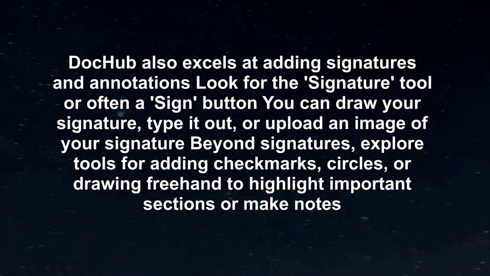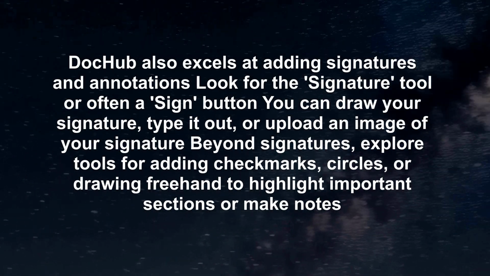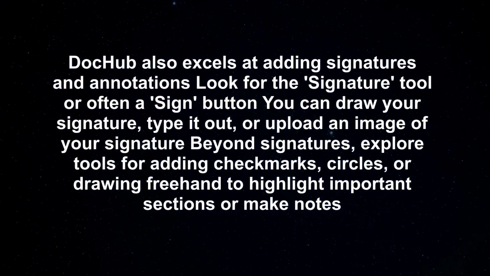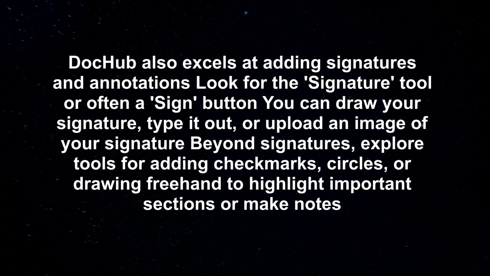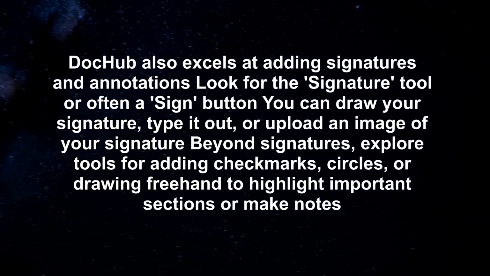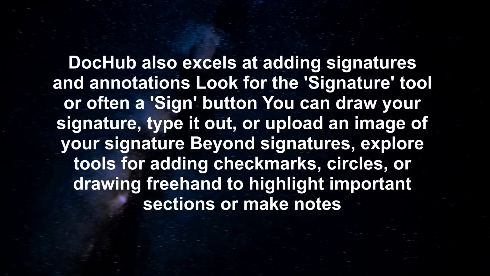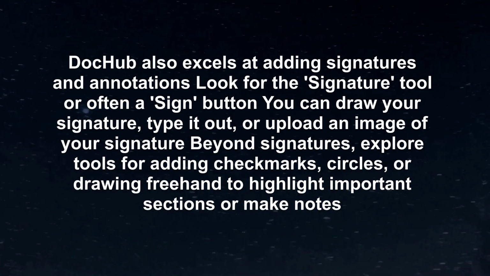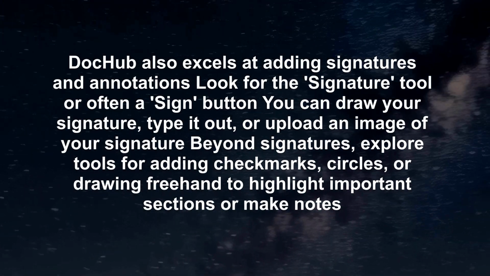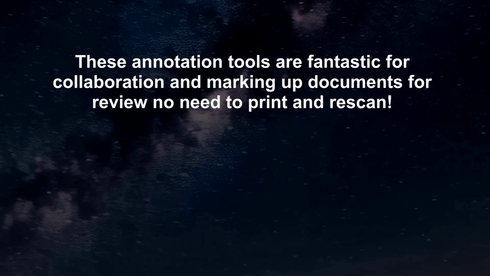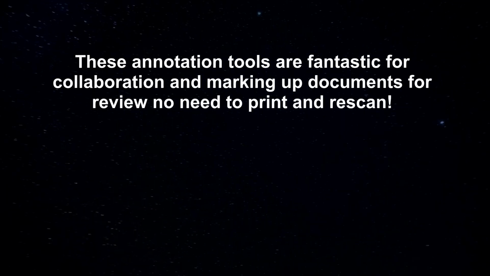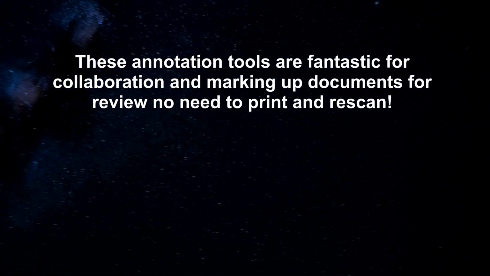Dochub also excels at adding signatures and annotations. Look for the Signature tool or often a sign button. You can draw your signature, type it out, or upload an image of your signature. Beyond signatures, explore tools for adding check marks, circles, or drawing freehand to highlight important sections or make notes. These annotation tools are fantastic for collaboration and marking up documents for review. No need to print and rescan.